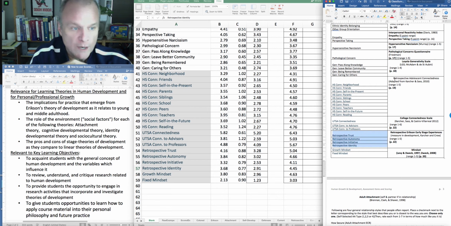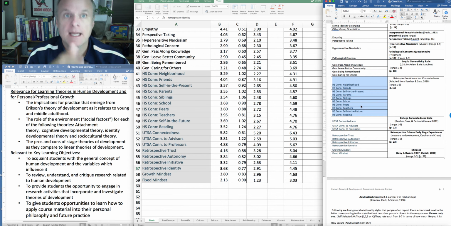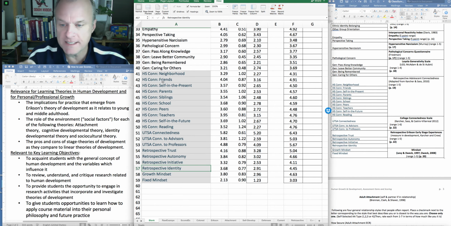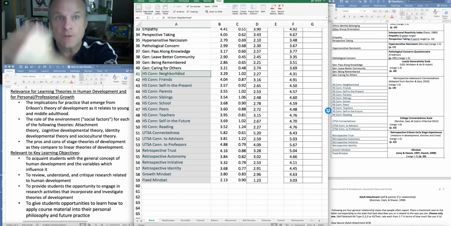There's also a retrospective connectedness scale here, retrospective adolescent connectedness, and these are high school connectedness, and I'll come back and talk about those in a minute. But they also ask, at that time, what do you recall? And that was my attempt. All of the ones in gray, actually not these two, but all the others in gray, are really retrospective. What was it like back then, do you think?